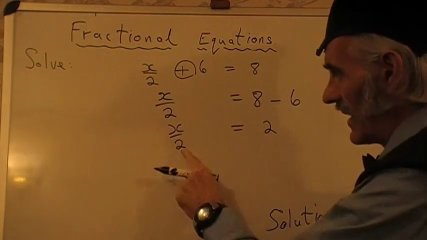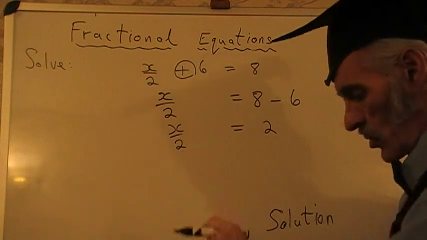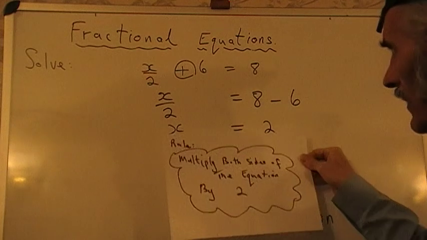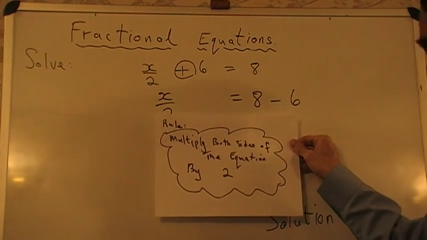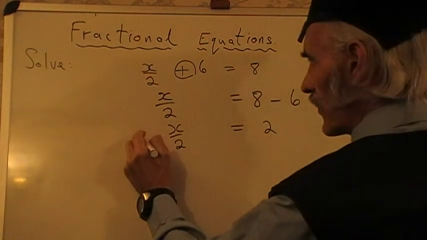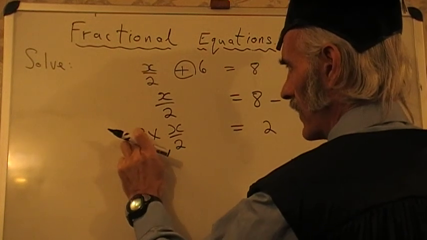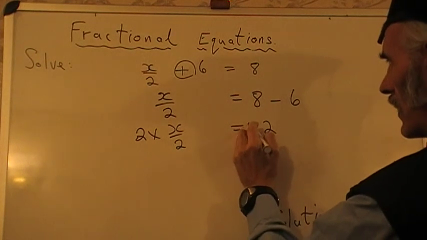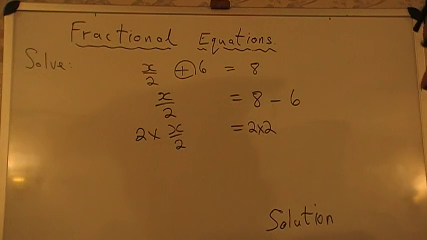So I must now eliminate the fraction. And I eliminate the fraction 2 here by following another rule. My rule here is to multiply both sides of the equation by 2. So what I do, I put a 2 in front on the left hand side of the equation, and I put a 2 in front on the right hand side of the equation.